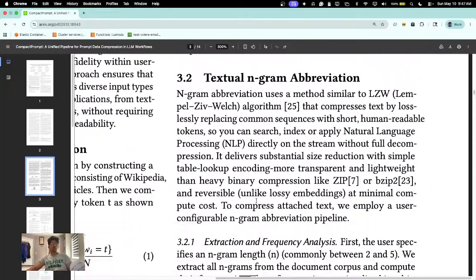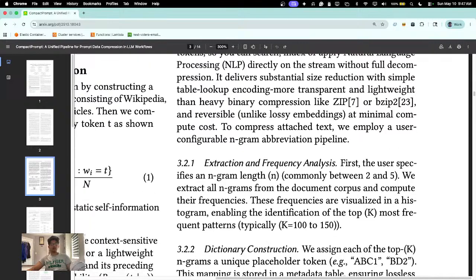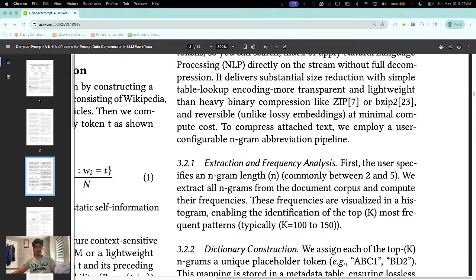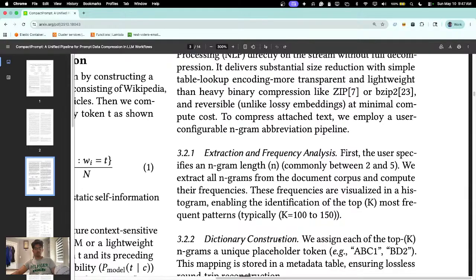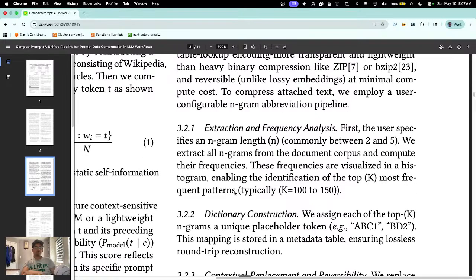Okay, so this is just giving us the context as we said before. So now what we will do is we will move on to the extraction and frequency analysis. Cool. Okay, so extraction and frequency analysis.